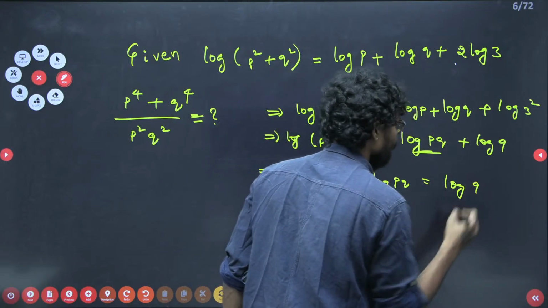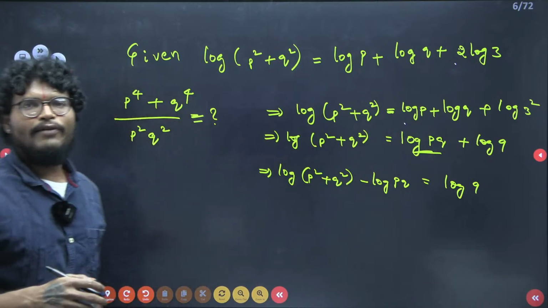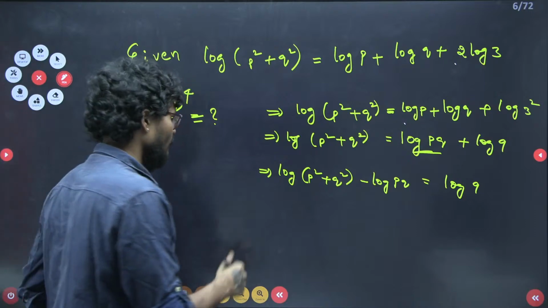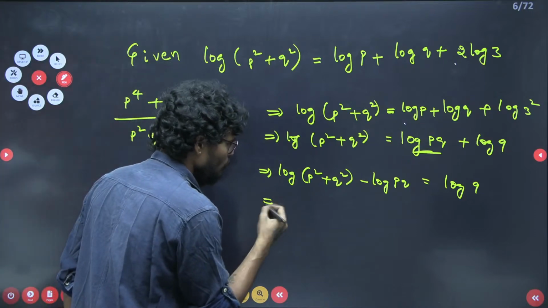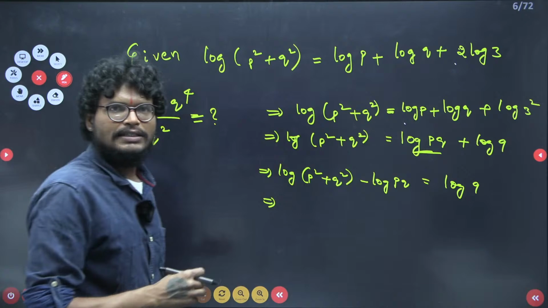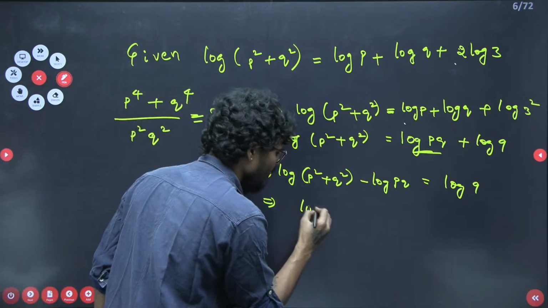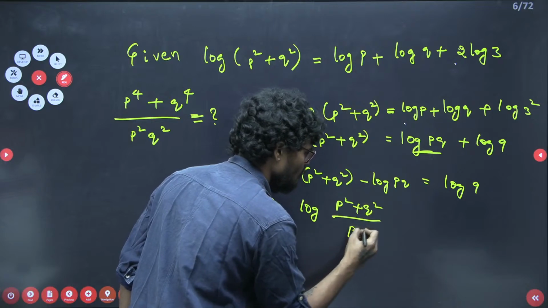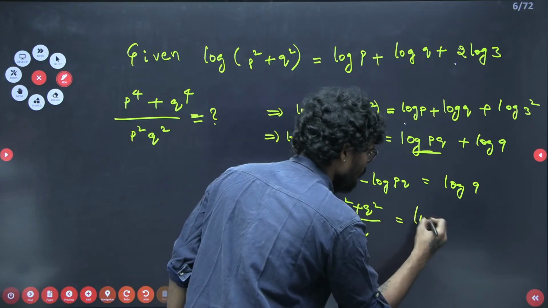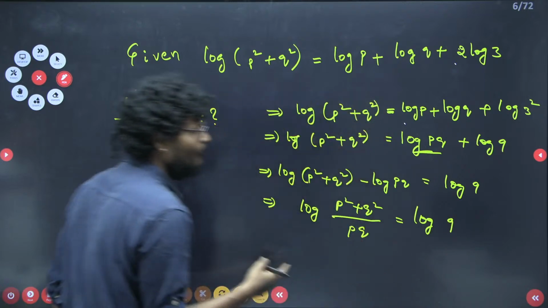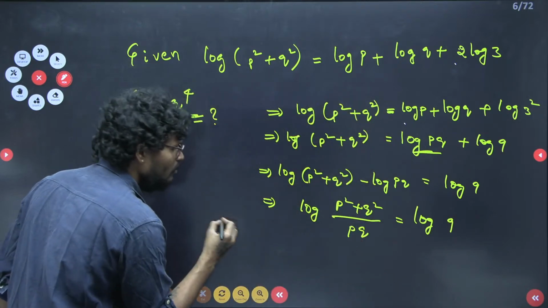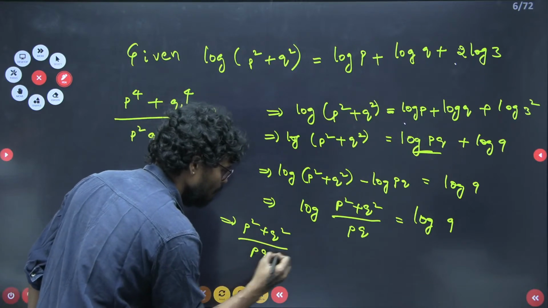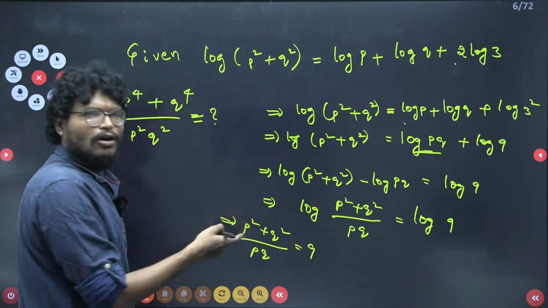This is given by log 9. In the question we are not given what is the base of the logarithm, so we do not make any assumptions unless they give. So log x minus log y is log x by y, so we apply that. Now remove the logarithm function, we get the values here. Square on both the sides.